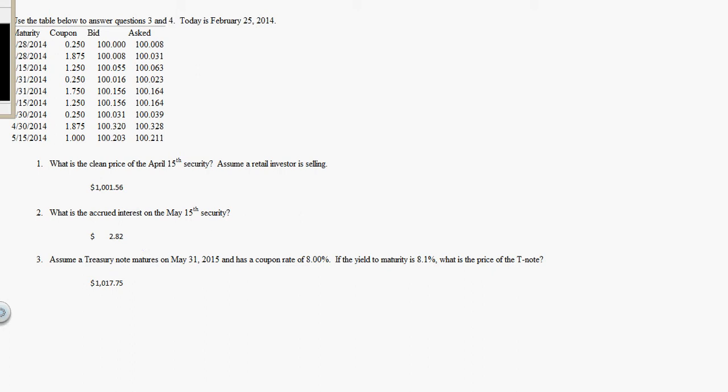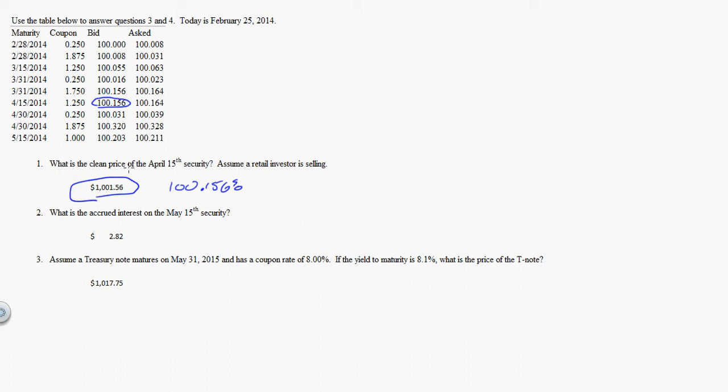Alright, now let's move to problems 3, 4, and 5. Ignore the numbering here. Alright, so the clean price of the April 15th security, assuming a retail investor is selling, if you're going to sell, you're going to sell at the lower price. So it would be right here. And I'm assuming $1,000 par. If you didn't do that, that's fine, but it's 100.156% of par. So if it's $1,000 par, then it's going to be this right here.